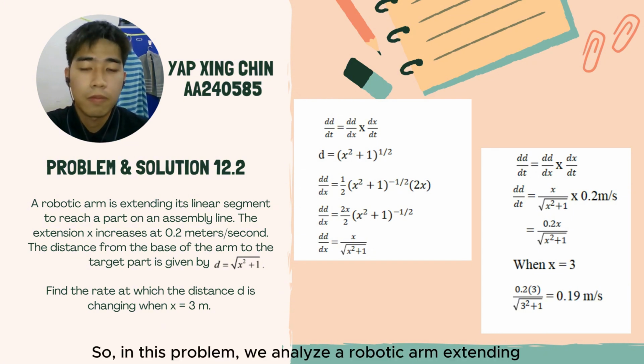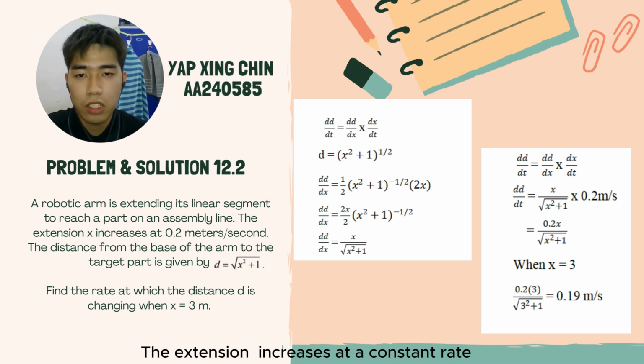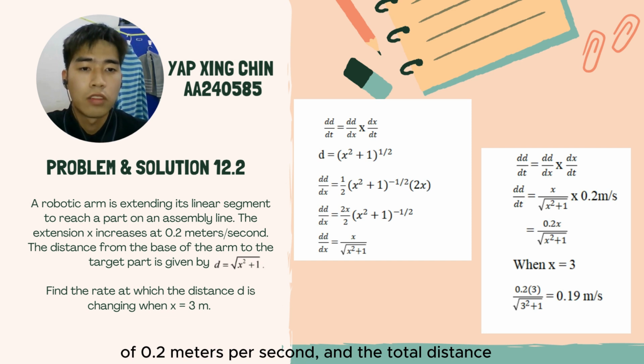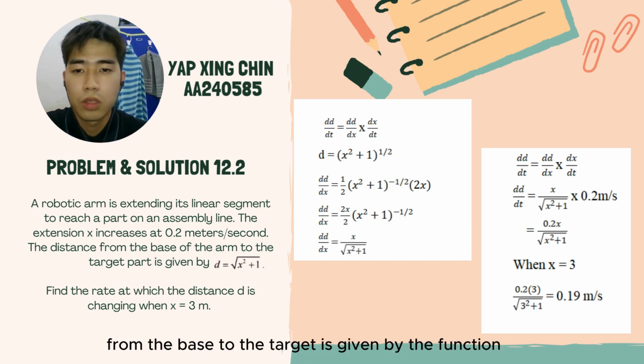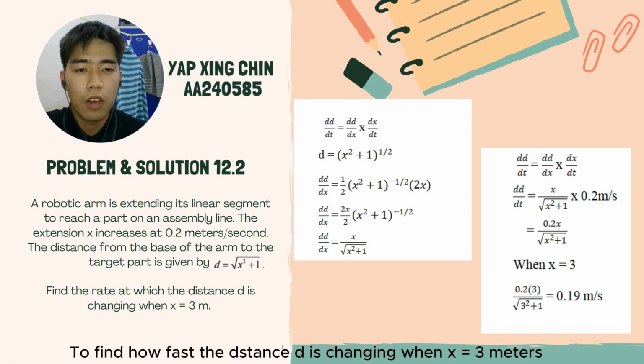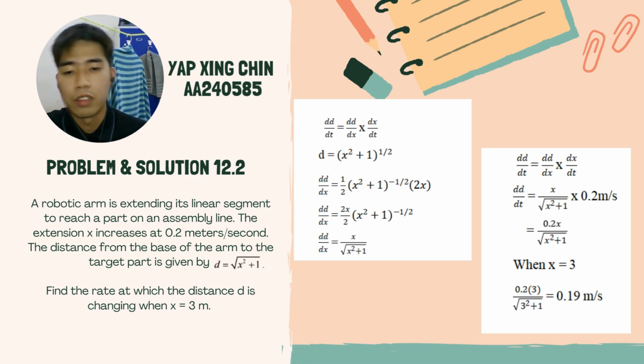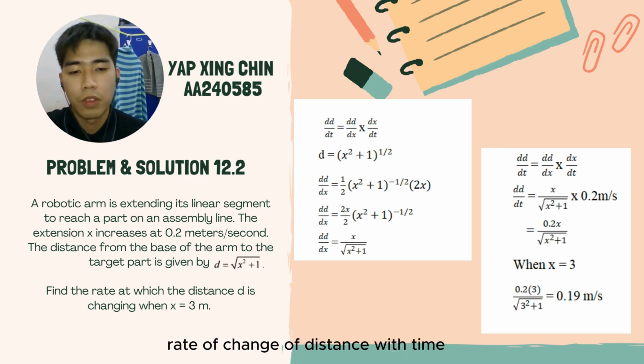So in this problem, we analyze a robotic arm extending its linear segment to reach a target on an assembly line. The extension x increases at a constant rate of 0.2 meters per second, and the total distance from the base to the target is given by the function d equals the square root of x squared plus 1. To find how fast the distance d is changing when x equals 3 meters, we apply the chain rule and find the rate of change of distance with time.